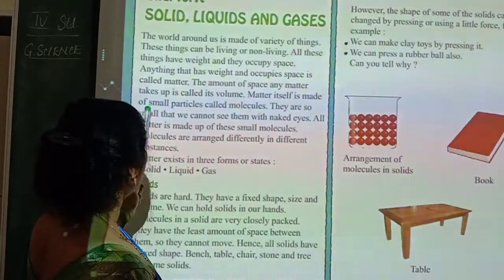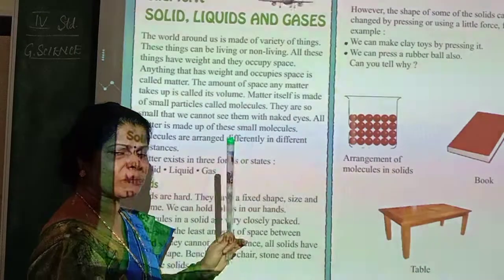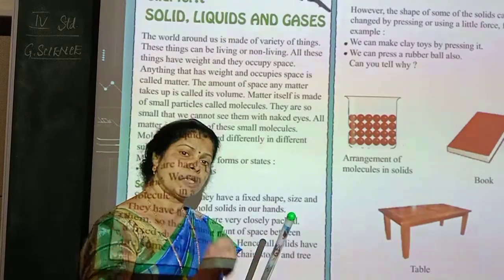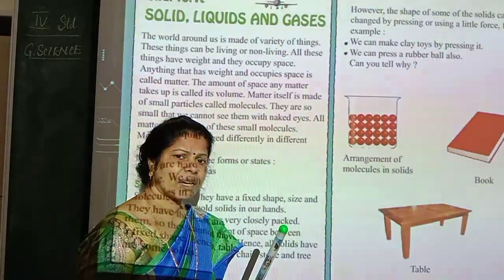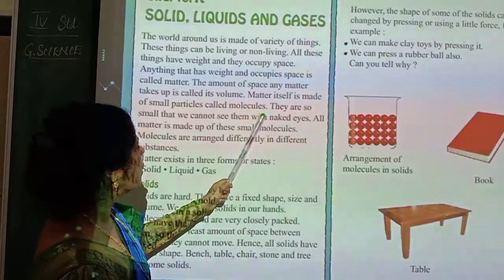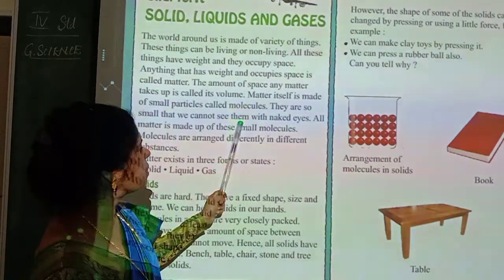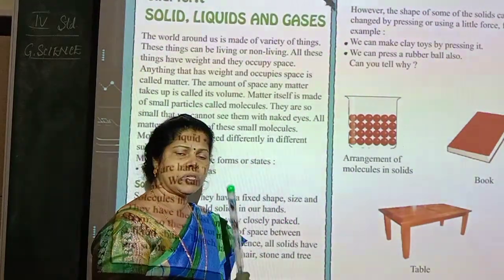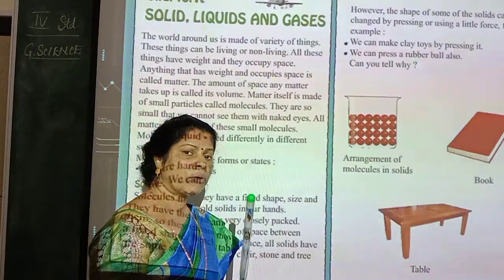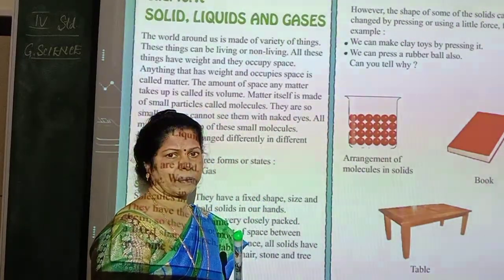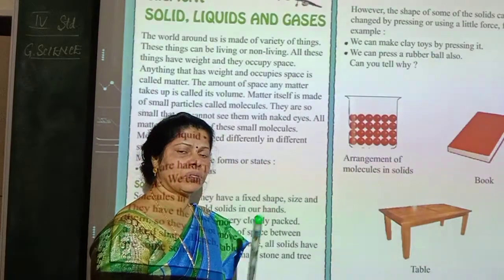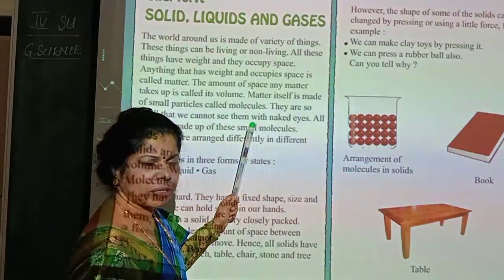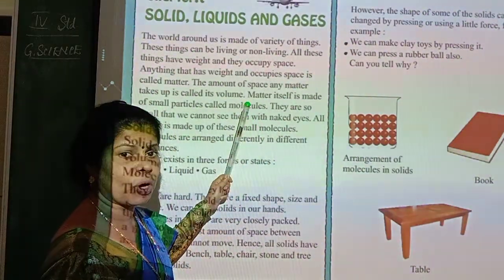The amount of space any matter takes up is called its volume. Matter itself is made of small particles called molecules. So what is this matter made up of? It is made up of very tiny particles, very small particles. And these small particles are called molecules. They are so small that we cannot see them with naked eyes. So what do we require? We require a microscope to see that. Very small means we will have to use an electron microscope to see those small things. Understood? So with our naked eyes we cannot see any very small objects.